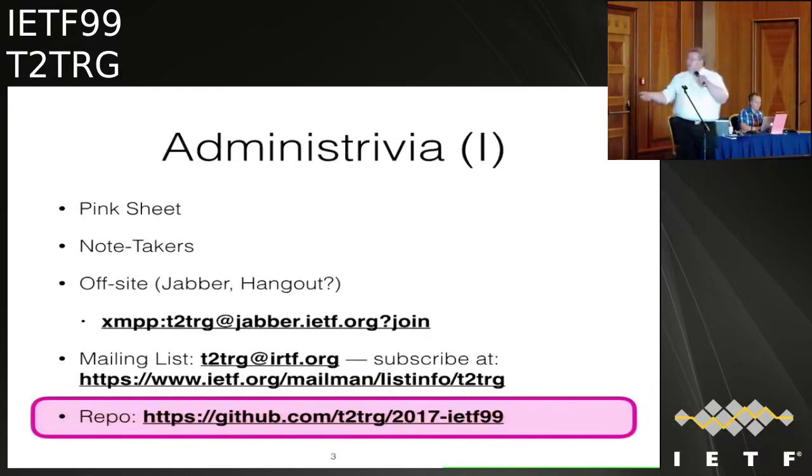So maybe the most important part of this slide is we tend to have repositories for every meeting. And this is the repository for the summary meeting. So this is where we put things. Of course, there are also the meeting materials, but the repository sometimes has additional information in it. So you may want to note down that we are at 2017-IETF 99.